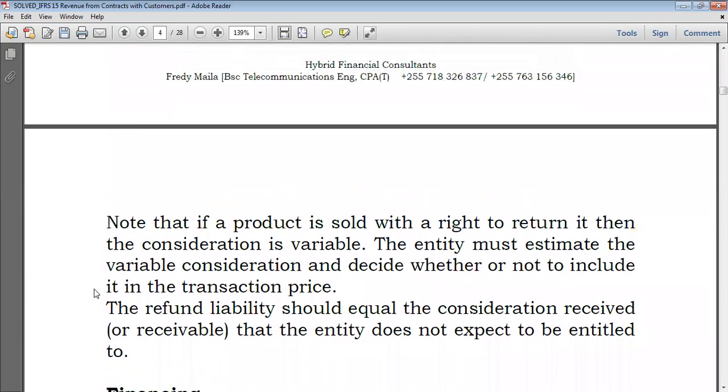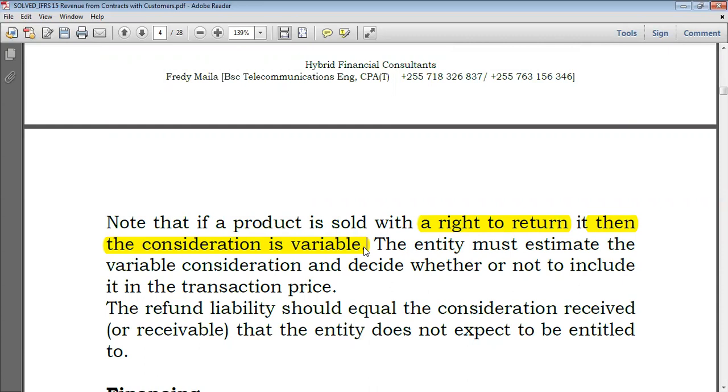Further, we are told to note that if a product is sold with a right to return, this is another special case you need to be aware of. When a product is sold with the right to return, you are selling a product to a customer and the customer has the right to return. That means if they return, you have to refund the money. So in that case, we say that the consideration is variable. You have received a certain amount already, but when the customer returns, you have to refund them.